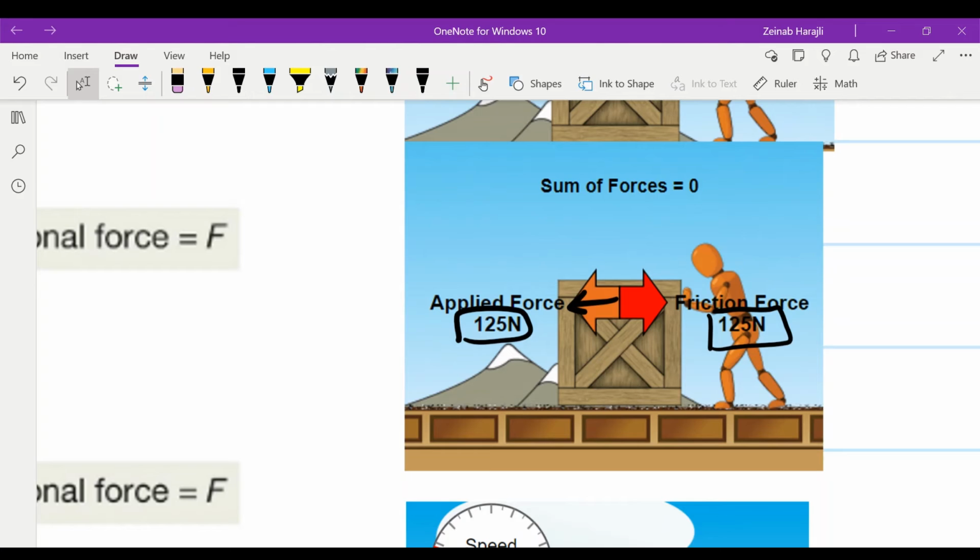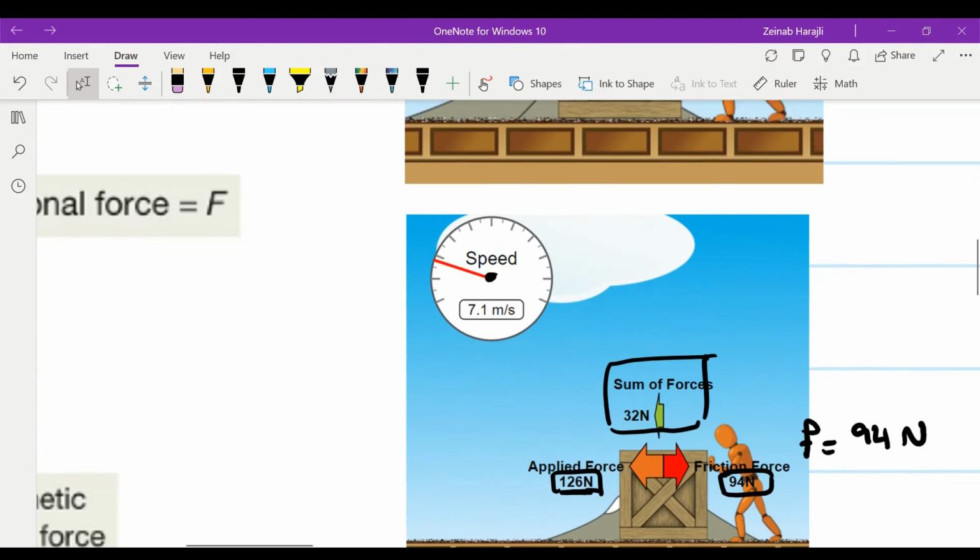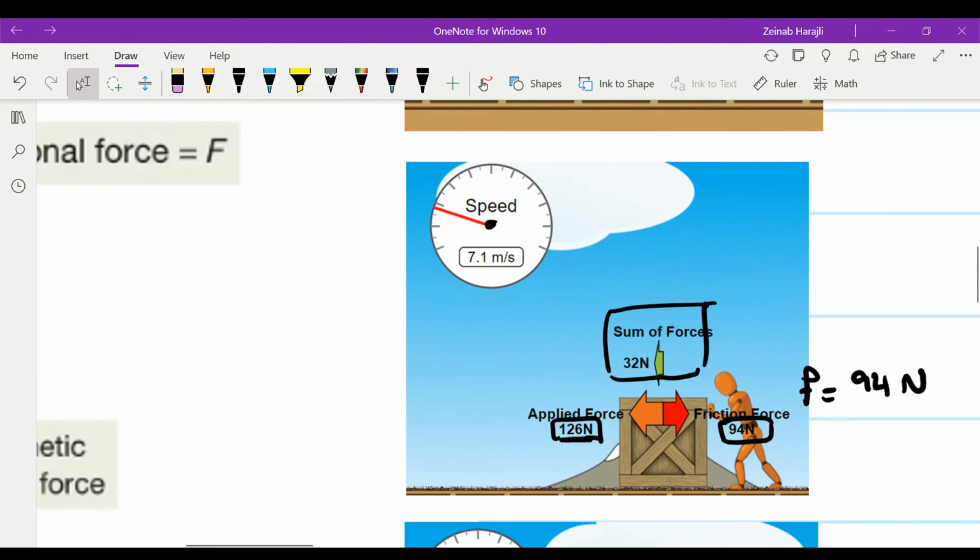So if the object is not moving, the friction is called static friction, and it has a value more than the situation where the object is moving, where we have a kinetic friction. So the kinetic friction is always less than static friction, and that's why the value of the friction drops from 125 to 94 once the object is set in motion.